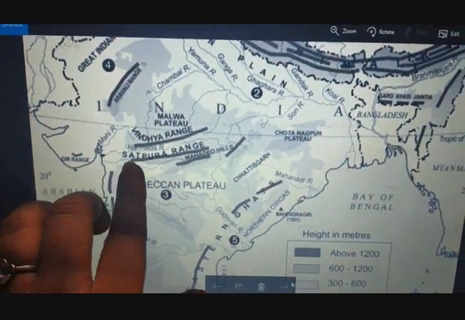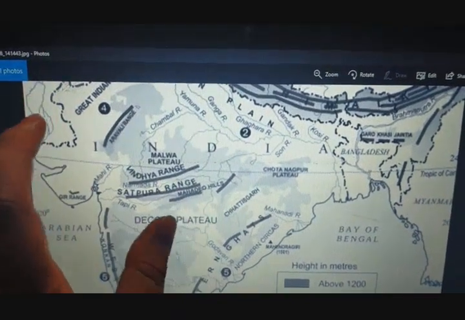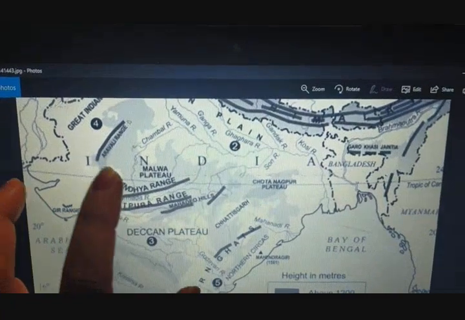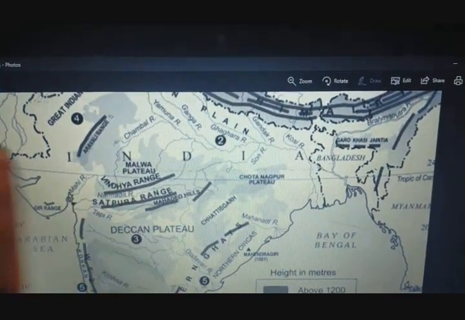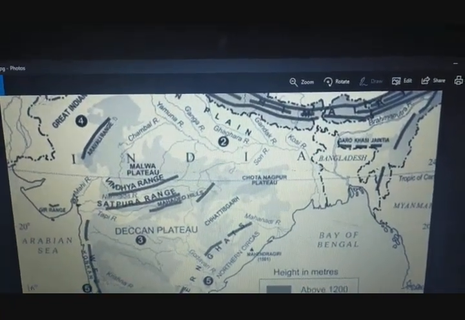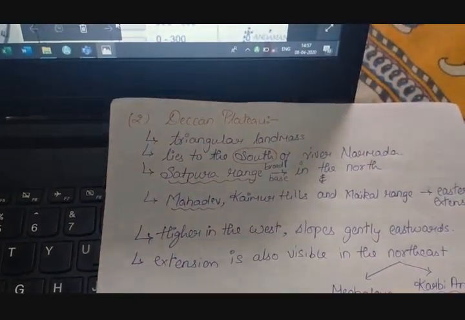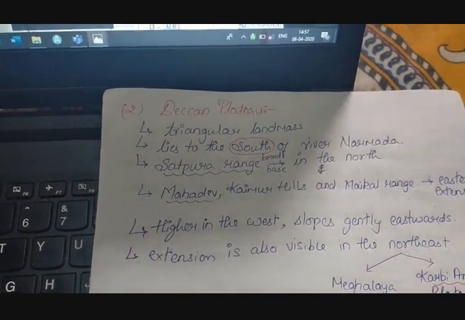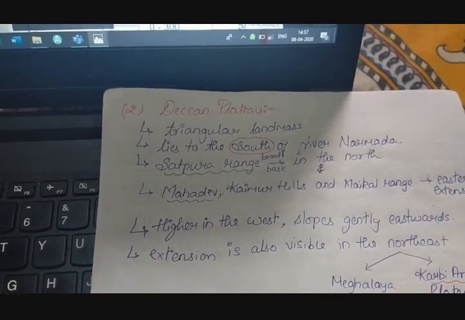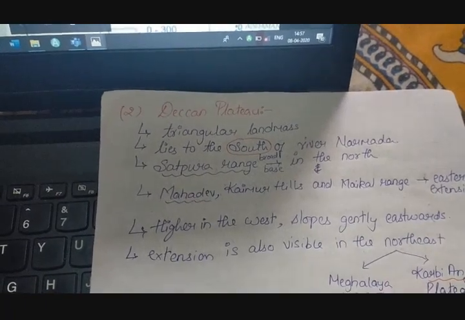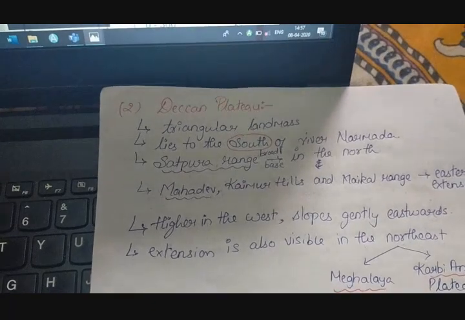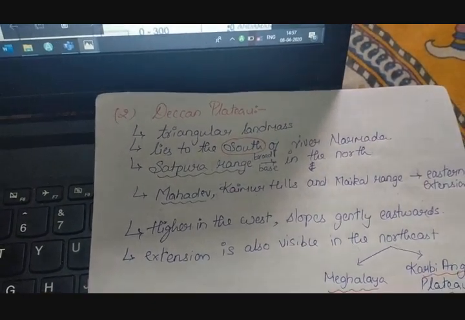If you can see the Satpura range, it marks the base in the north for the Deccan Plateau, and there are a number of hills which could be seen in the eastern extension, for example, the Mahadev Hill, the Kaimur Hill, and the Maika Range. Again, the point to be noted is these Deccan Plateau are higher in the western region and they slope towards eastward, which means that in the western region they are higher, and as you go towards the east, their height keeps decreasing.